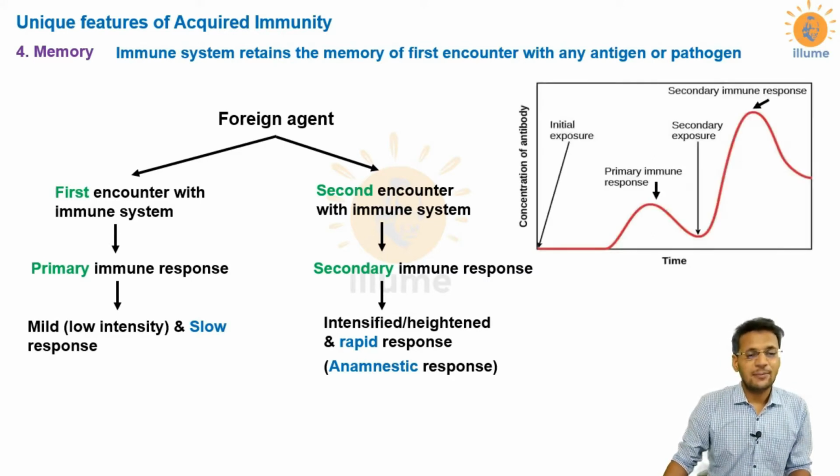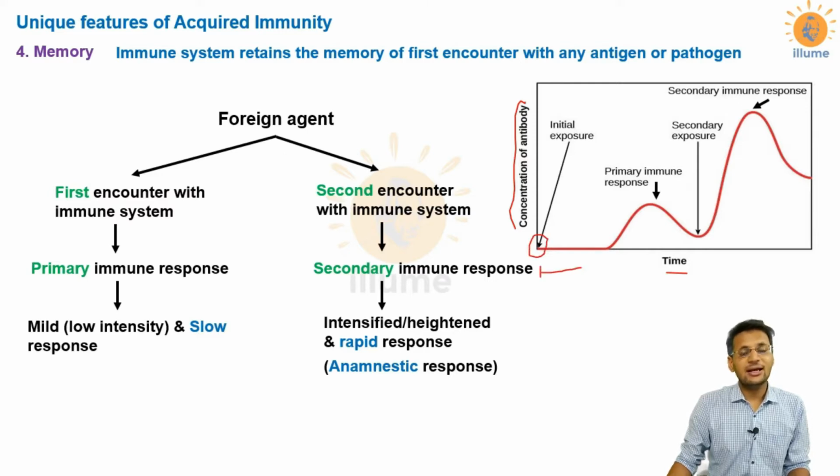On the y-axis I am taking the concentration of antibodies, and on the x-axis I am taking time. At time equals 0, there is an initial exposure to an antigen. This much time is taken by the immune system to recognize and process that antigen, and after this time your body produces a response called the primary immune response. You can see the concentration of antibodies at the peak of this primary immune response. This is the concentration of antibody at the peak of the primary immune response.